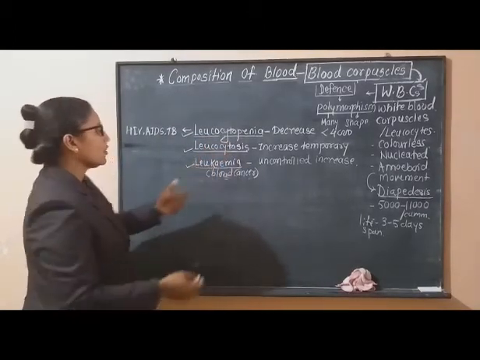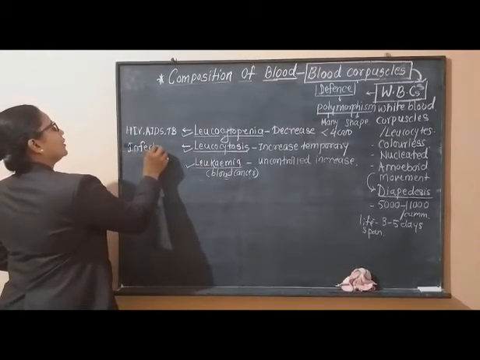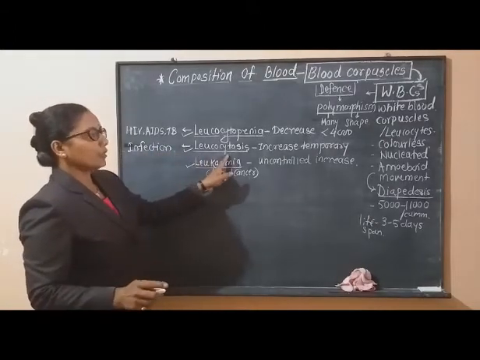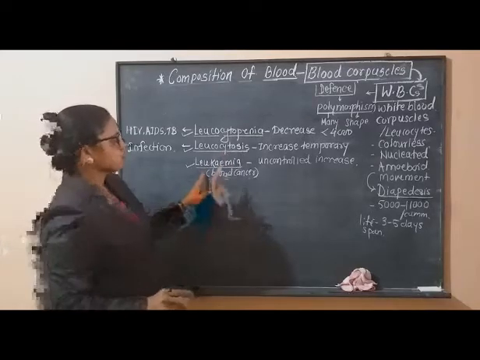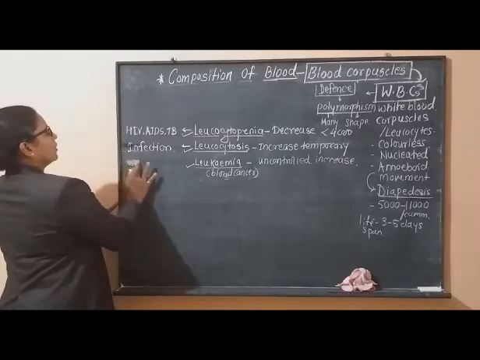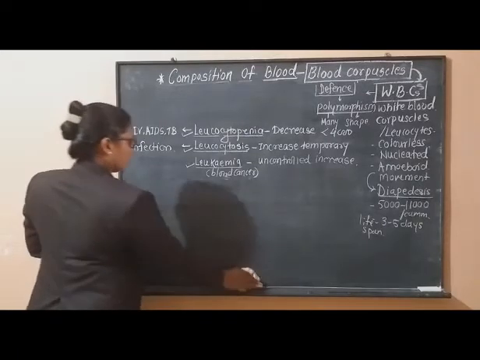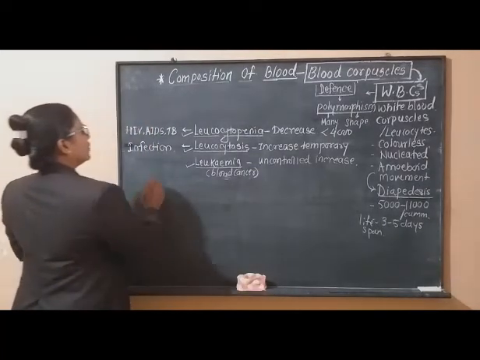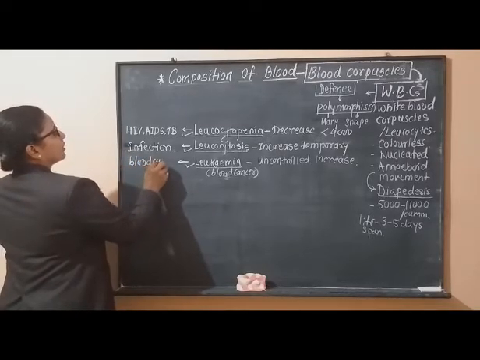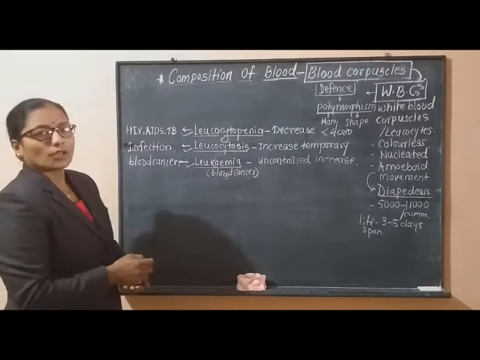Then the leukocytosis condition is a temporary increase. It may be due to some type of infection. When there is infection, WBCs temporarily increase in our blood. But in leukemia, there is uncontrolled cell division, due to which there is formation of a tremendous number of WBCs, and this condition is recognized as blood cancer. Okay, these three conditions are very important.